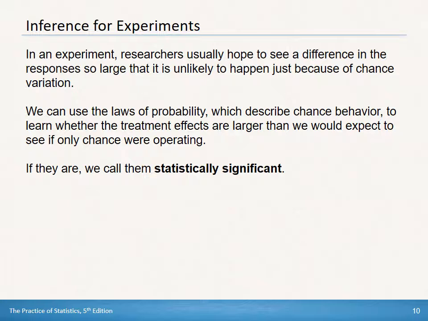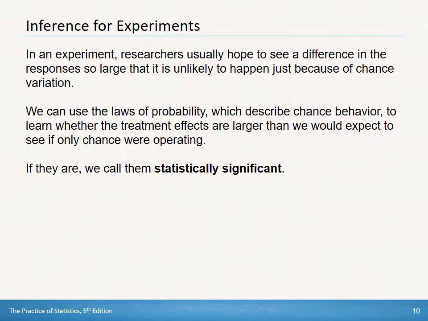Okay, in an experiment, researchers usually hope to see a difference in their responses so large that it's unlikely to happen just because of chance. So we want to see a huge difference. That's kind of the goal. Like, I want to see that my patients who got the actual migraine medication had way less symptoms than the patients who got the placebo. I mean, we know that the placebo group is going to improve a little bit because of the placebo effect, but we want the difference between the two groups to be so large that we can go to someone and say, this couldn't have just happened by chance. This happened because my drug works.